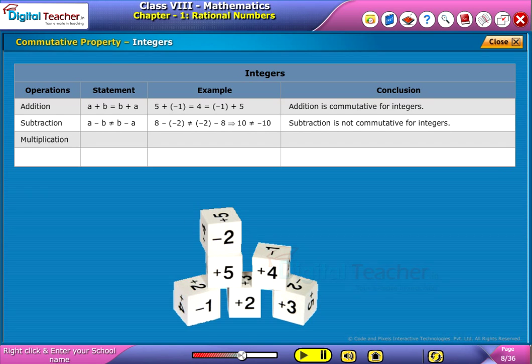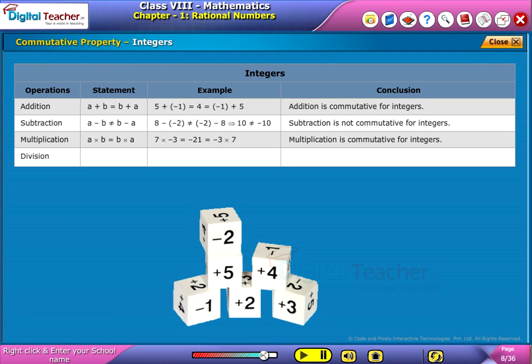Under multiplication, it states that the change in the order of two integers does not change the result when multiplied. For example, the product of 7 and minus 3 is minus 21, which is also equal to the product of minus 3 and 7. It concludes that multiplication is commutative for integers.